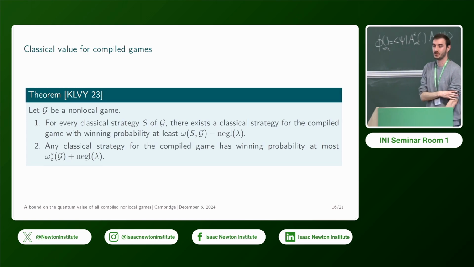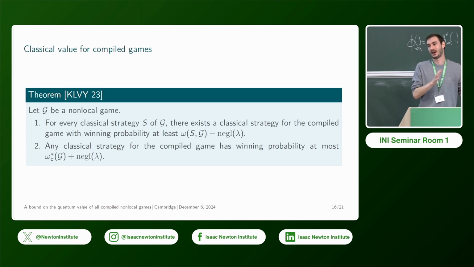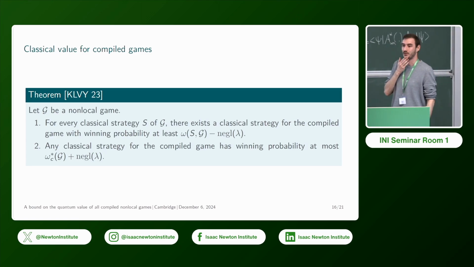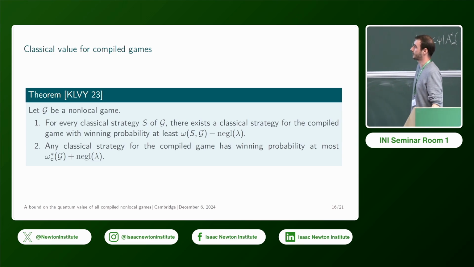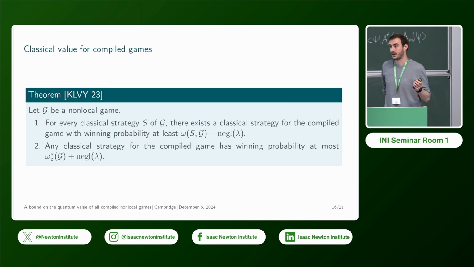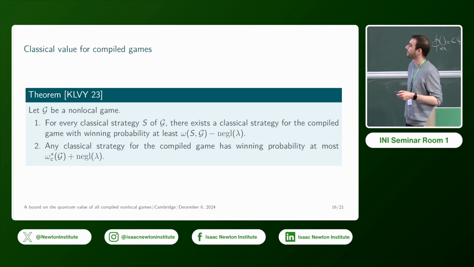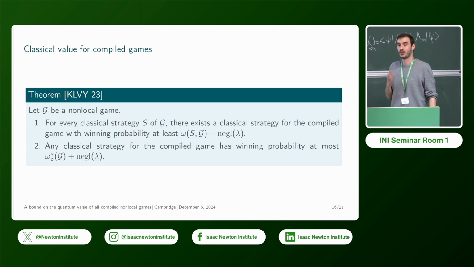Okay, so now we come to the values of the compiled games. So the goal would be, everything I can do in the non-local setting, maybe I can just translate it to this compiled setting by using the procedure, so by using this quantum homomorphic encryption scheme and the sequential structure. And what was already shown before is that if I have a classical strategy for the compiled game, then it will never do better than any classical strategy for the non-local game.